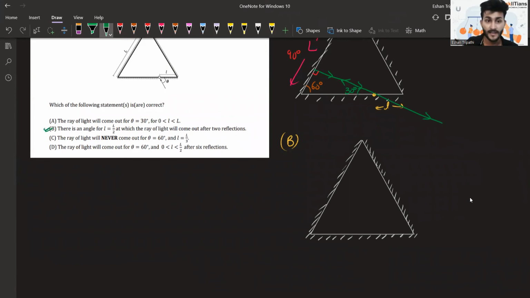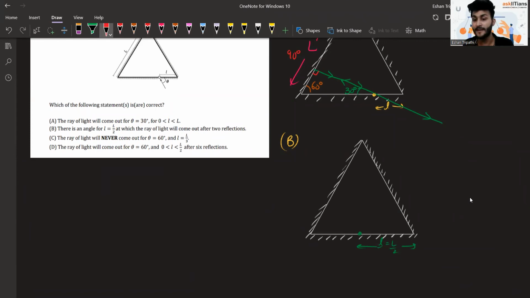They are saying there is an angle for l equals L by 2. Basically, they are saying at l equal to L by 2, the midpoint of it, there is an angle for which the ray of light comes out after 2 reflections. Is that possible? Just imagine. I go by symmetry. I try to imagine, is there any particular case with some symmetries?